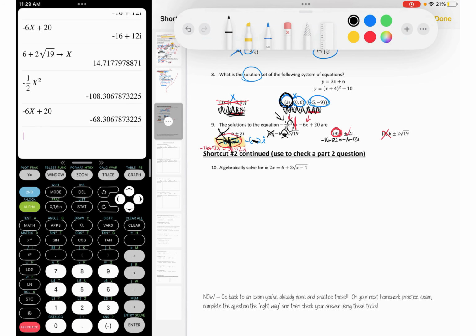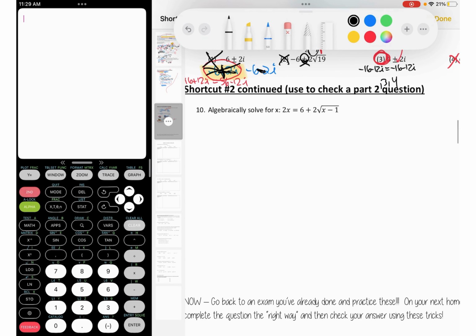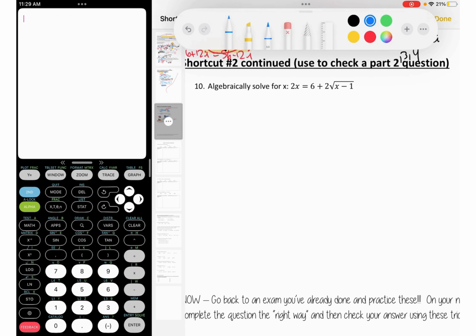Okay. Now, this shortcut will also work for part 2s or 3s or 4s, basically the show your work questions as well. Because this is a shortcut video, I'm going to go through the right way to do it kind of quickly. This is a square root equation. I just want to go through it quickly so I can show you how to check.